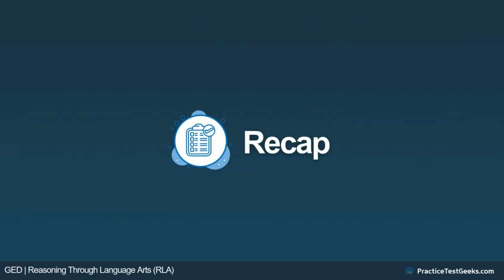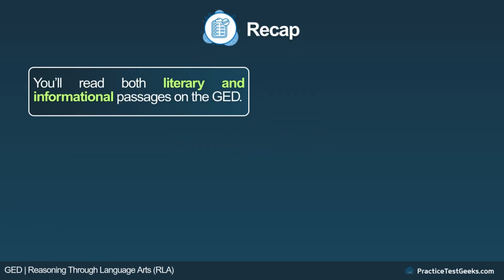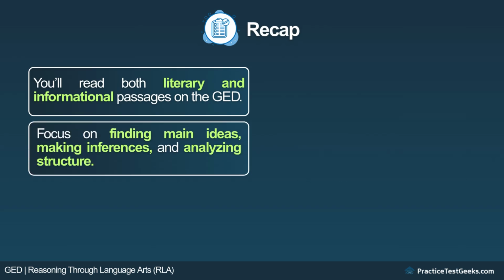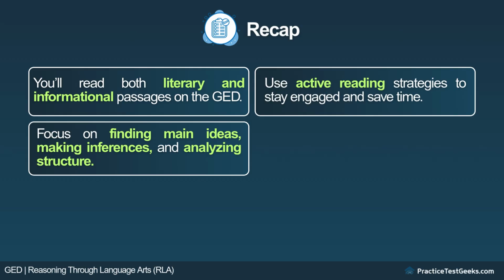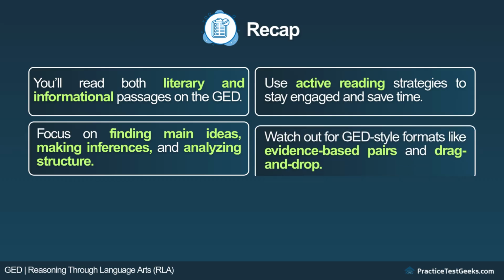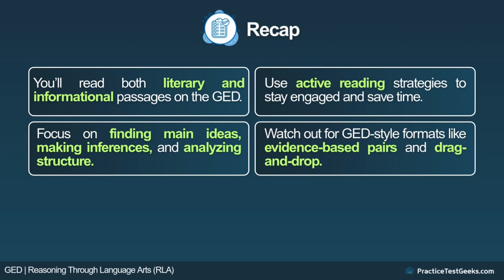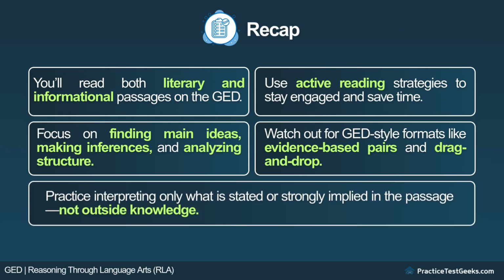To wrap things up, let's quickly review what you've learned in this lesson. You'll read both literary and informational passages on the GED. Remember, focus on skills like finding main ideas, making inferences, and analyzing structure. Also, use active reading strategies to stay engaged and save time. Be prepared for GED-style formats like evidence-based pairs and drag and drop. And finally, always practice interpreting only what is stated or strongly implied in the passage, not outside knowledge.